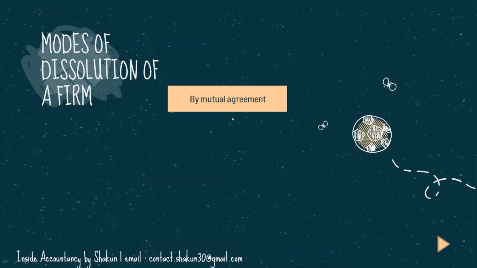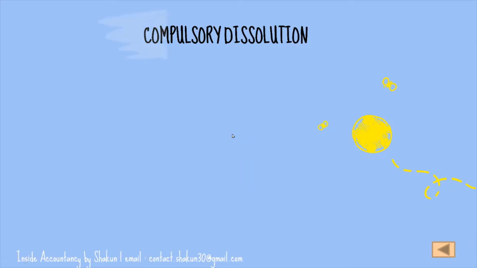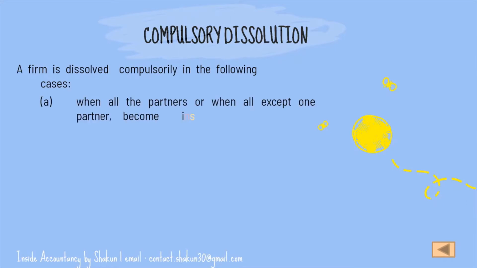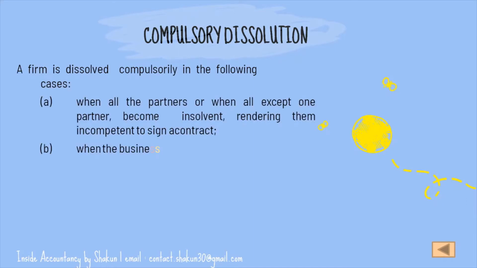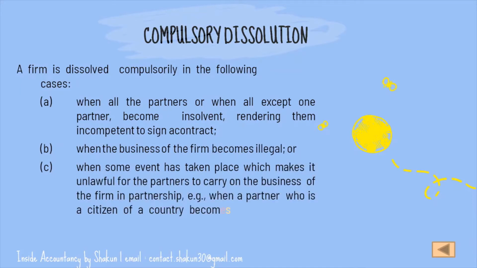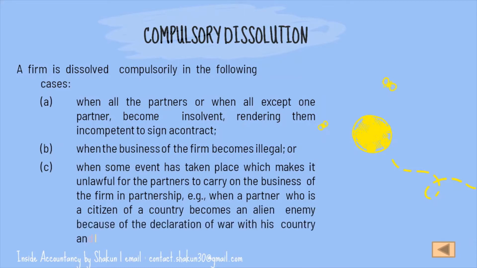The next mode of dissolution is compulsory dissolution. Now, what is compulsory dissolution? There are certain cases when a firm may be compulsorily dissolved. These are when all the partners or all except one partner become insolvent, rendering them incompetent to sign a contract. So when all the partners become insolvent or when all except just one become insolvent, then it leads to the compulsory dissolution of the firm by the court of law.